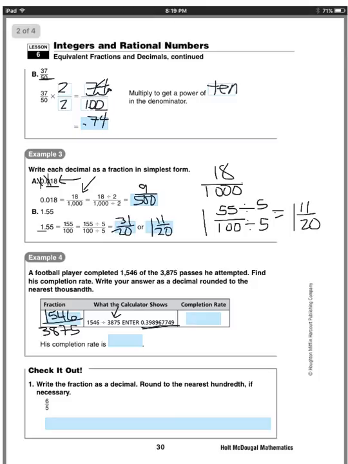It wants to know to the nearest thousandth. The thousandths is 3 places out, so we are going to look to the 4th number, which is a 9. That 9 makes this 8 go up to a 9, so we get 0.399. So his completion rate was 0.399. And that one, they're just kind of showing you how to use a calculator. You put the numerator in the calculator first, the division sign, and then the denominator. So you put it exactly as you see it.